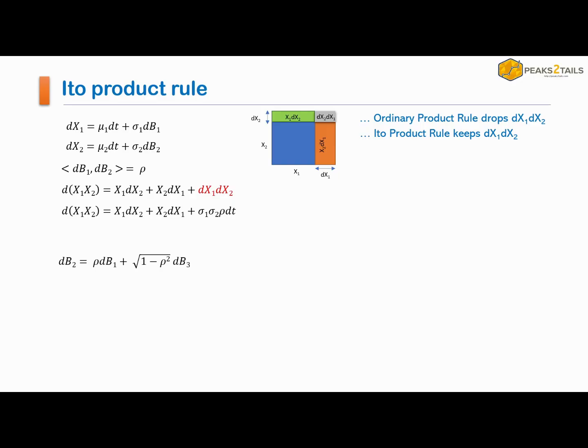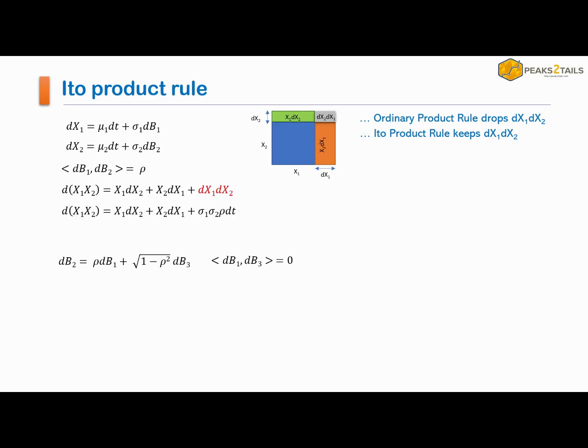as part of dB2 which is explained by dB1, that is rho dB1, and the other part of dB2, which is idiosyncratic, not explained by dB1. So that is square root of 1 minus rho square times dB3. dB3 is some other Brownian motion which is not correlated with dB1.